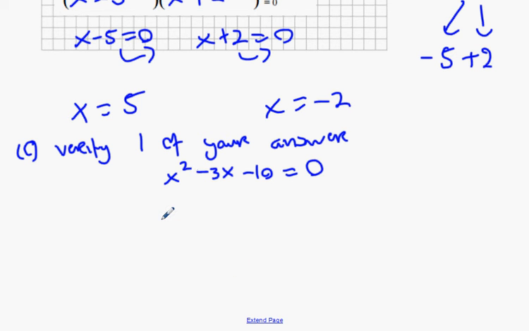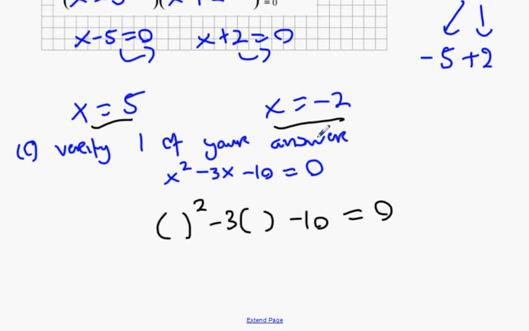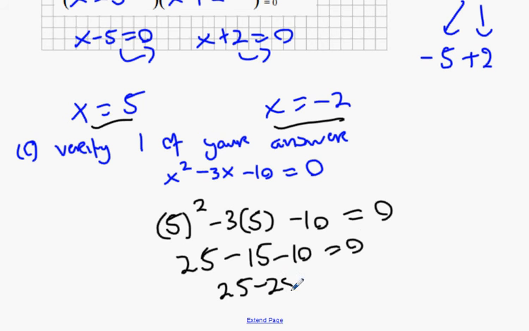Substitution. Verify your answer means when you put in either value for x, you only choose one of them now. What will happen is the equation will balance. You'll get 0 equals 0. This only happens for x equals 5 and x equals 2. Any other numbers won't do this. So we try 5, okay? And what do we get? 25 minus 15 minus 10. We get 25 minus 25. What do you think about that? 0 equals 0. It's definitely the right answer.